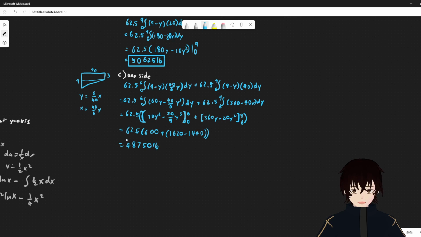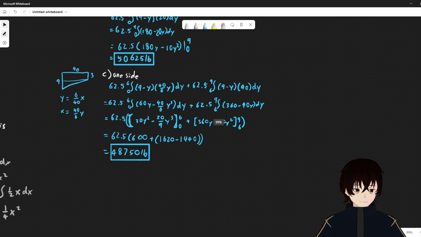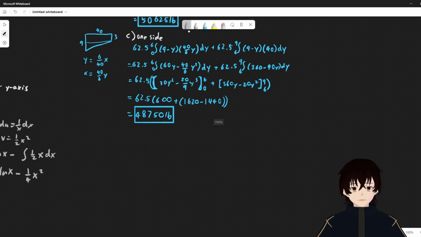pounds because we have foot. Is that right? About right. Now, where's the question? Here it is. Don't zoom in. I need my perfect 100% zoom.